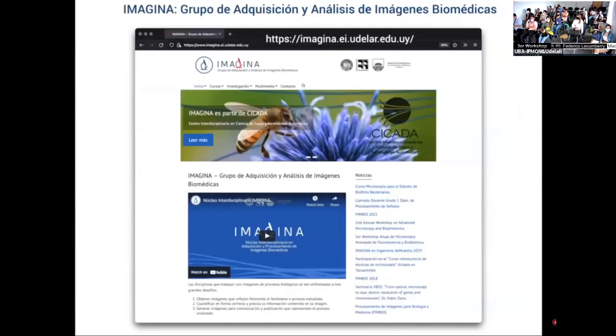To finish my talk, I just want to show you the web page of the Imagineer group we have at the Universidad de la República. This is focused on the acquisition, processing, and analysis of biomedical images.